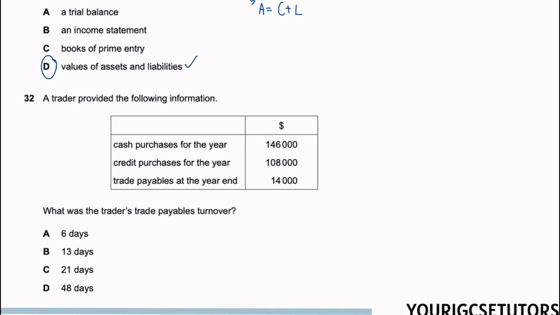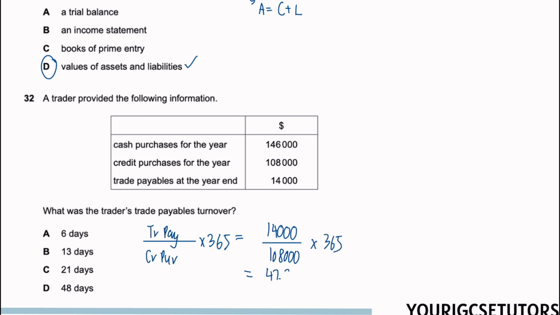Question 32. Trader provide this information. What was the trader's trade payable turnover? So you need to know this formula, which is trade payable over credit purchases times 365. Okay, so now just plug in the values. Round up to 48 days.